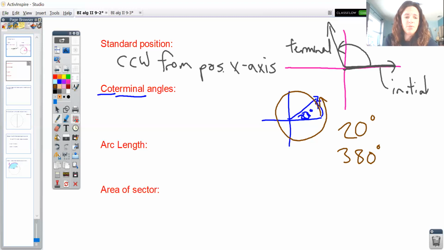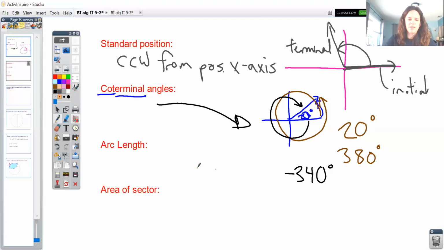If I wanted to find another coterminal angle, I could also go clockwise. We had said the standard position is counterclockwise, but if you go clockwise, that counts as a negative angle. So the angle that I have marked in black would be an angle of negative 340 degrees, and that would also be coterminal with 20 degrees. Coterminal means they end at the same spot, right? That's all you're going to get for that.